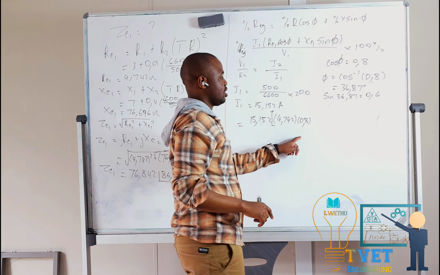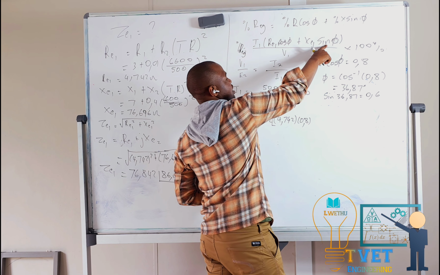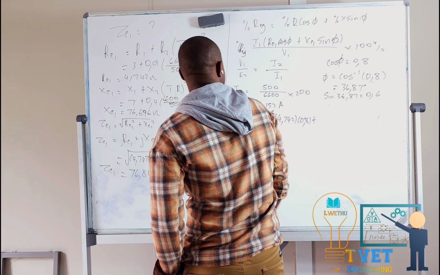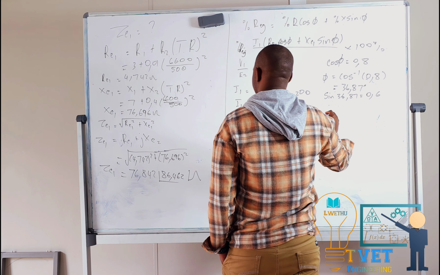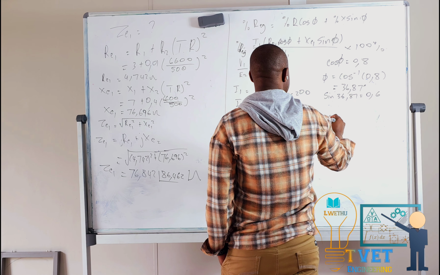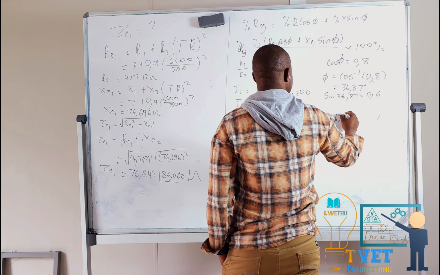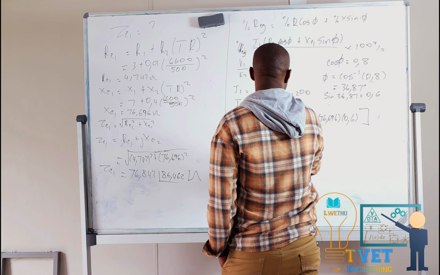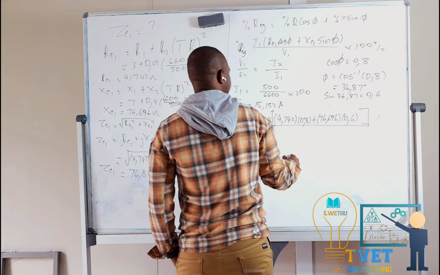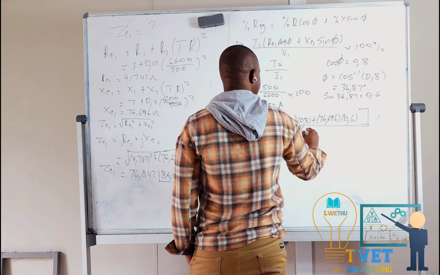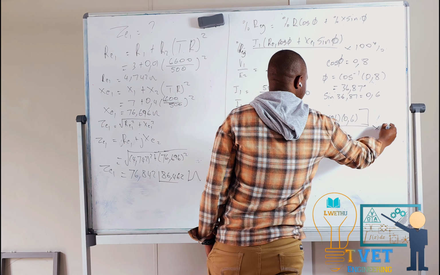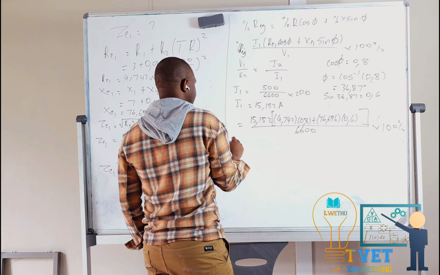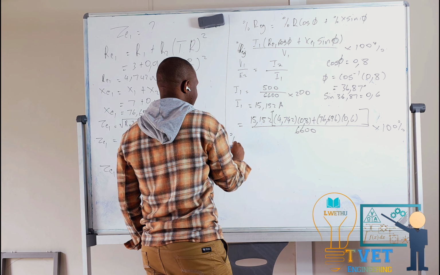So I'm going to put 0.6 where there is sine. Plus the equivalent reactance, which is 76,696, times 0.6, over the primary voltage, which is 6,600, times 100%. So what will be my percentage regulation?